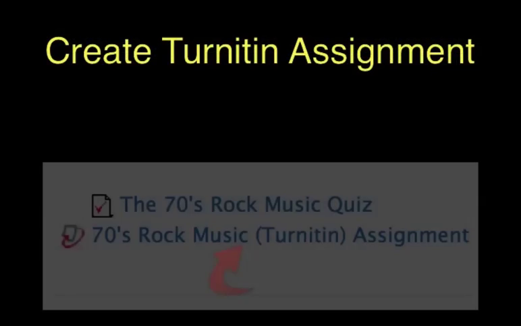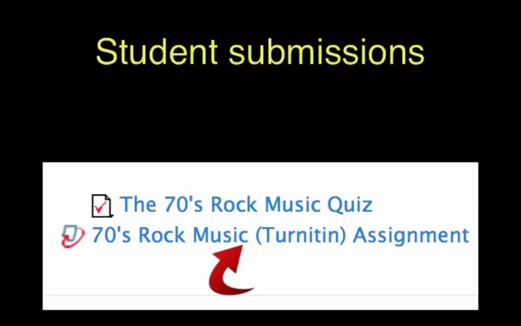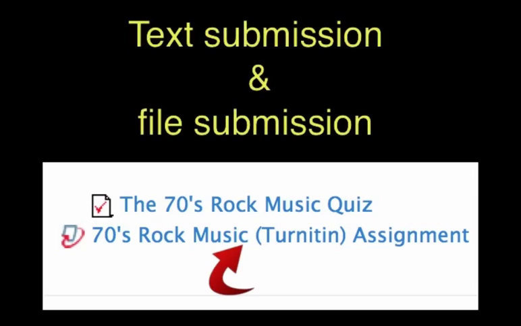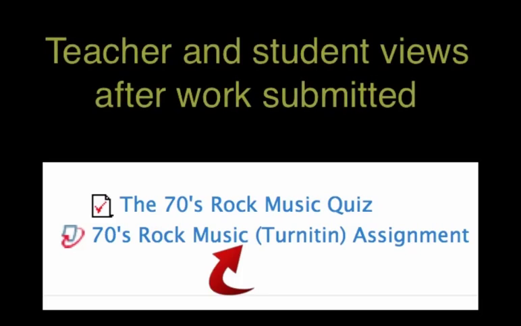In this tutorial, you're going to watch as a Turnitin assignment is created. You'll see two different students submit their work using both text submission and also a Word document. And each of those submissions will contain various forms of plagiarism. You're also going to see the teacher view and the student view after the work is submitted, and you'll have a look at the Turnitin report view as well.